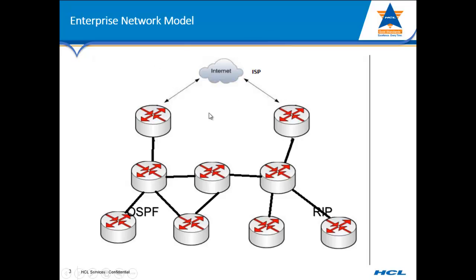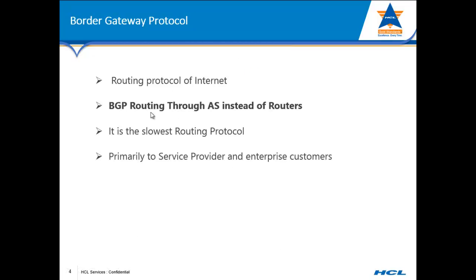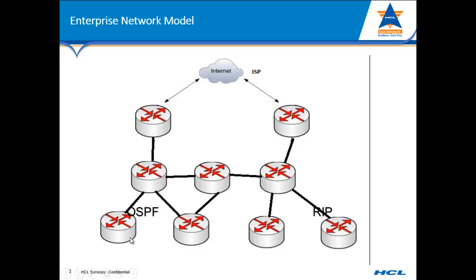So this is what I am saying: the routing protocol of the internet shares routes through autonomous systems instead of routers. What is that? In the last case, we know two OSPF routers are connected, making a neighbor relationship and sharing routes. Route sharing happens between two routers because of the dynamic routing protocol OSPF. BGP does not share routes between routers; it shares routes between autonomous systems.